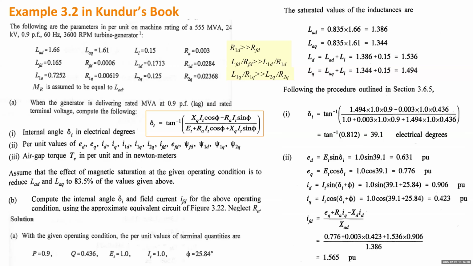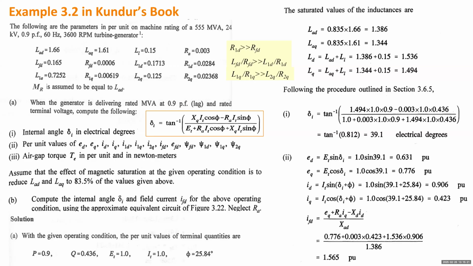First, we use the original LED, LEQ, and multiply by those ratios, which are due to the saturation. So it will be reduced to a lower value. Okay, so those values need to be utilized to calculate LD, LQ. LD, LQ is basically just LED, LEQ plus LL. So this will be the result from that equation. It tells you the angle is 39.1 degrees.